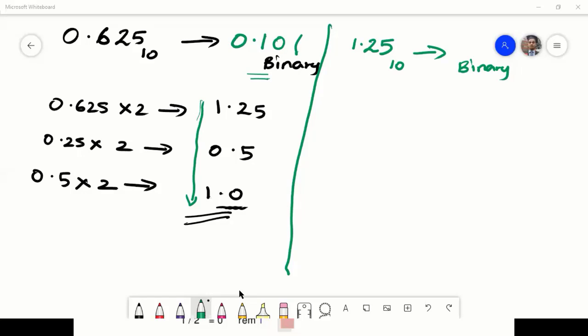So now 1.25 base 10, we want to convert this to binary, right? Now let me take a new sheet.